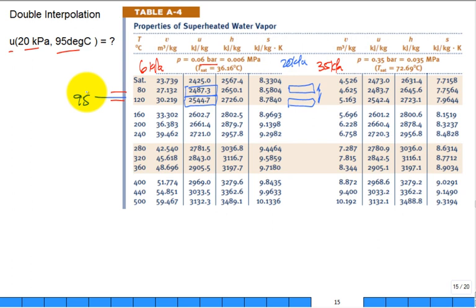A little bit of work, but can you do it? Make sure you can do double interpolation. Any questions on that?